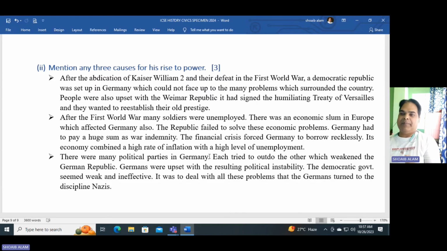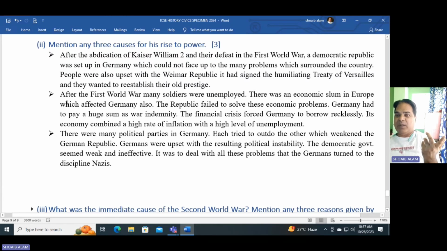The Weimar Republic failed to fulfill the demands of the people. It signed the Treaty of Versailles, which was a humiliating treaty, so the Weimar Republic was discredited. People were upset with the Weimar Republic, which had signed a humiliating Treaty of Versailles, and they wanted to re-establish their old prestige and regain their old glory.